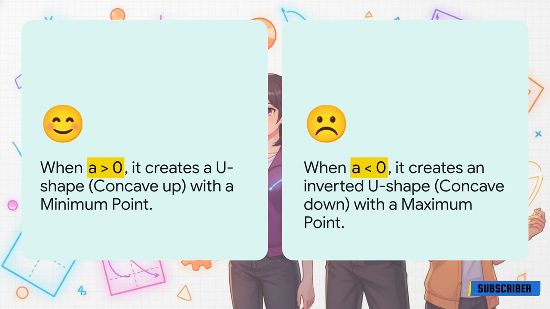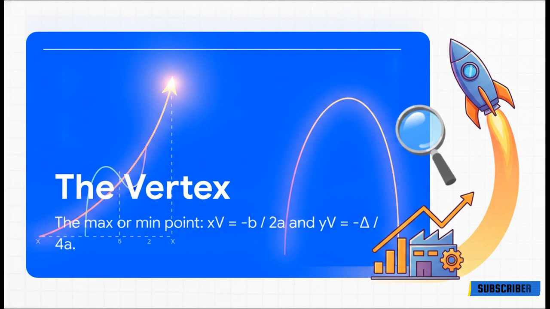Connecting the math to these actual shapes is a huge cheat code for double-checking your work. And that absolute maximum or minimum point we just talked about, that exact spot is called the vertex. And you never have to guess where it is. The x-coordinate is just -b over 2a, the y-coordinate is -delta over 4a.